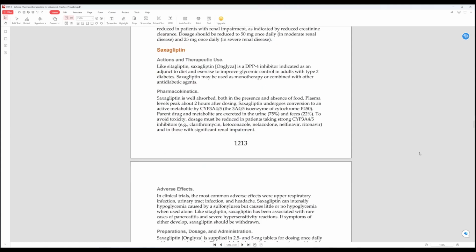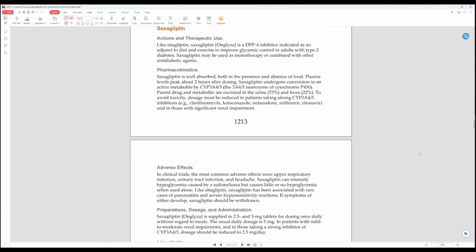Taking us to saxagliptin. Similar to sitagliptin, saxagliptin is a DPP4 inhibitor indicated as an adjunct to diet and exercise to improve glycemic control in adults with type 2 diabetes. Saxagliptin may be used as monotherapy or combined with other anti-diabetic agents. Its pharmacokinetics: it is well absorbed, both in the presence and absence of food. Plasma levels peak about 2 hours after dosing.